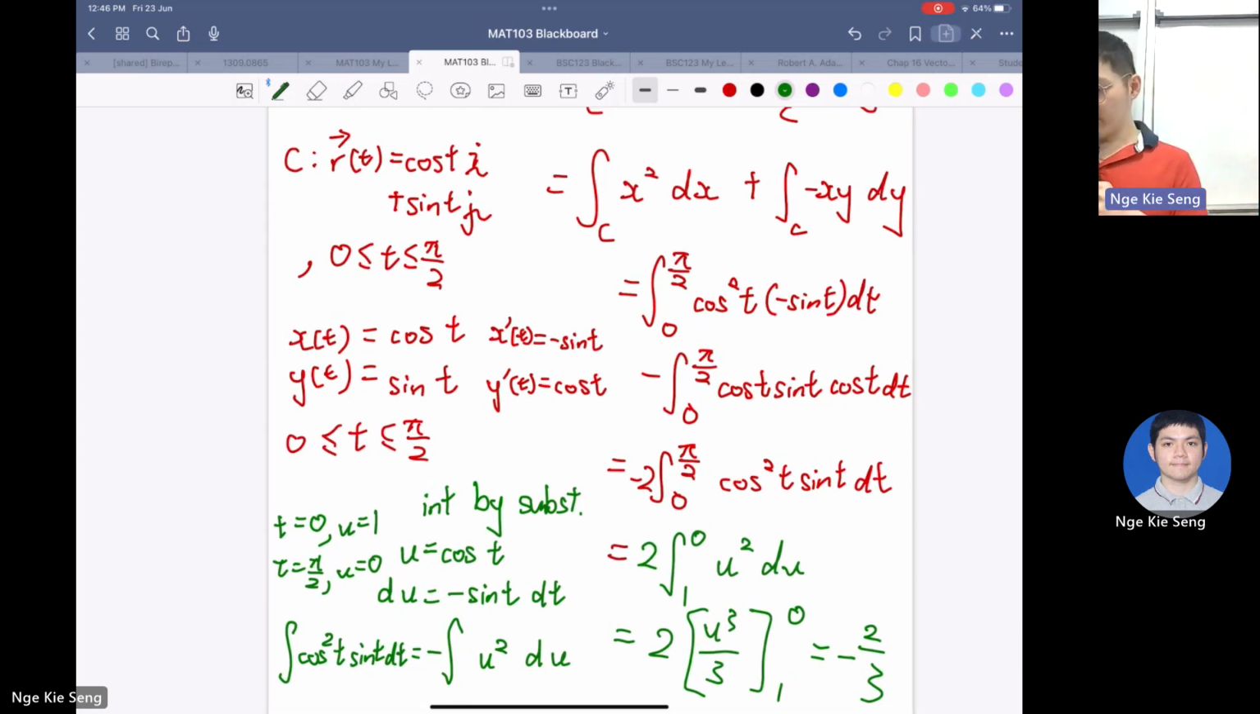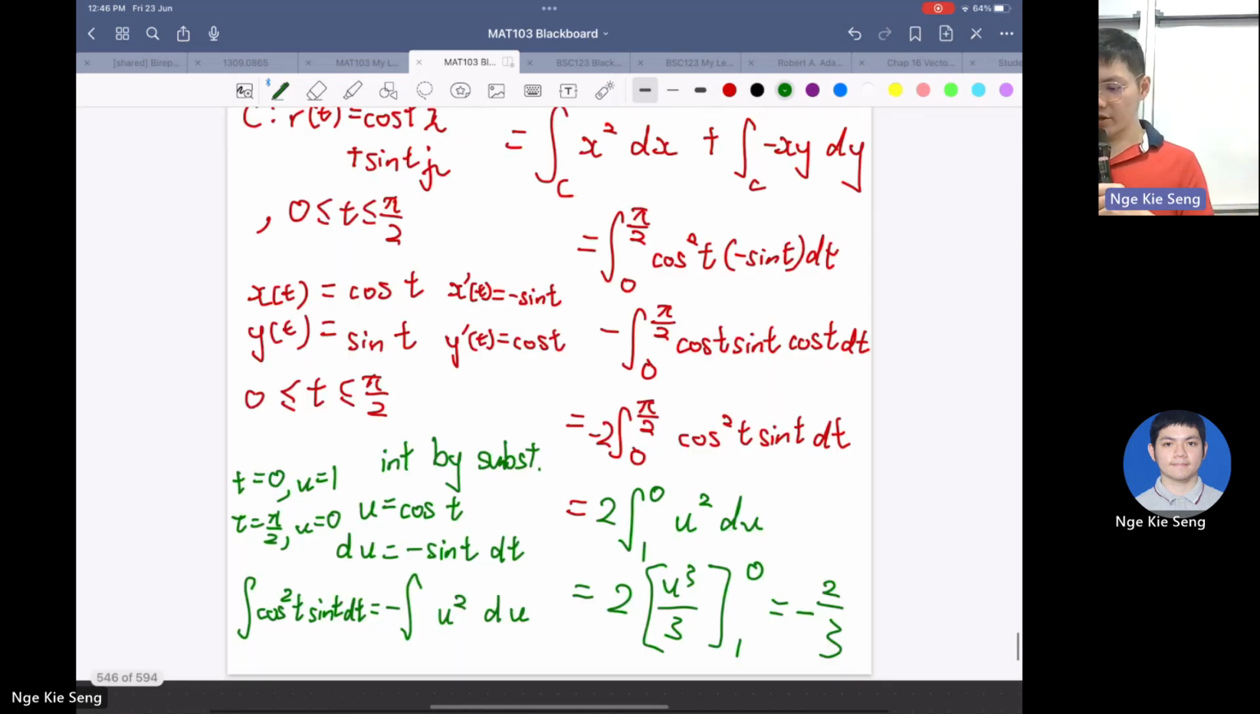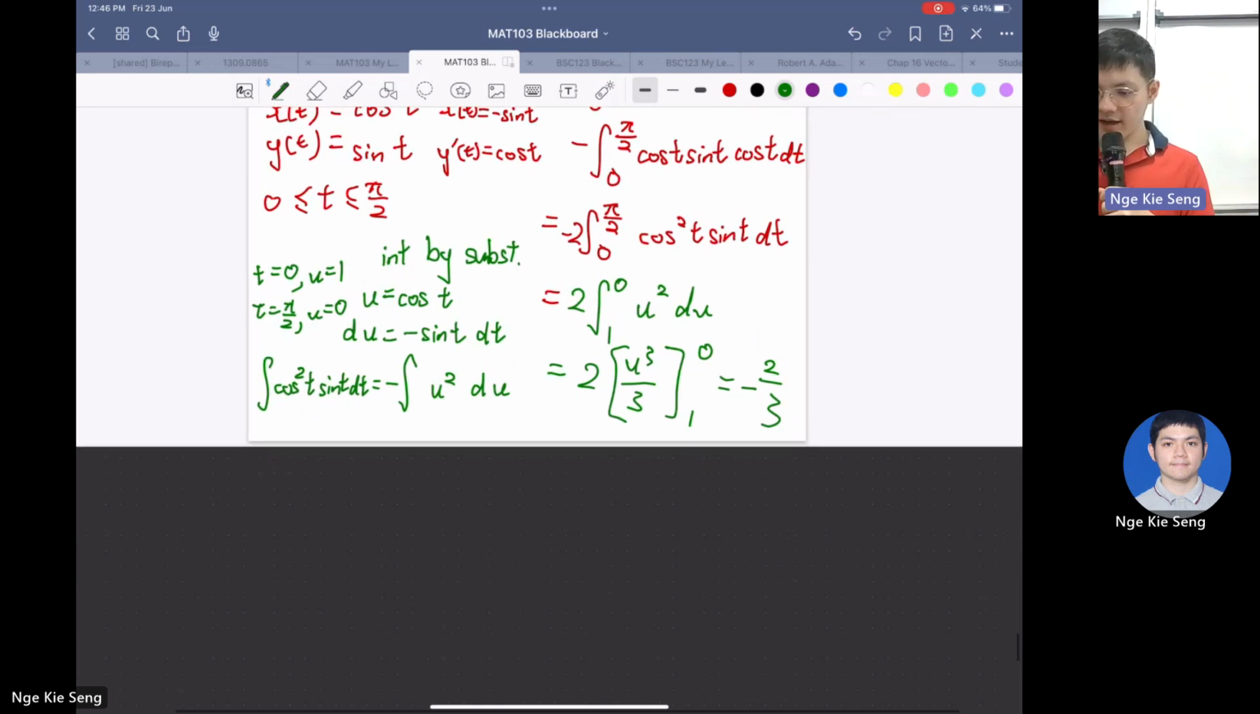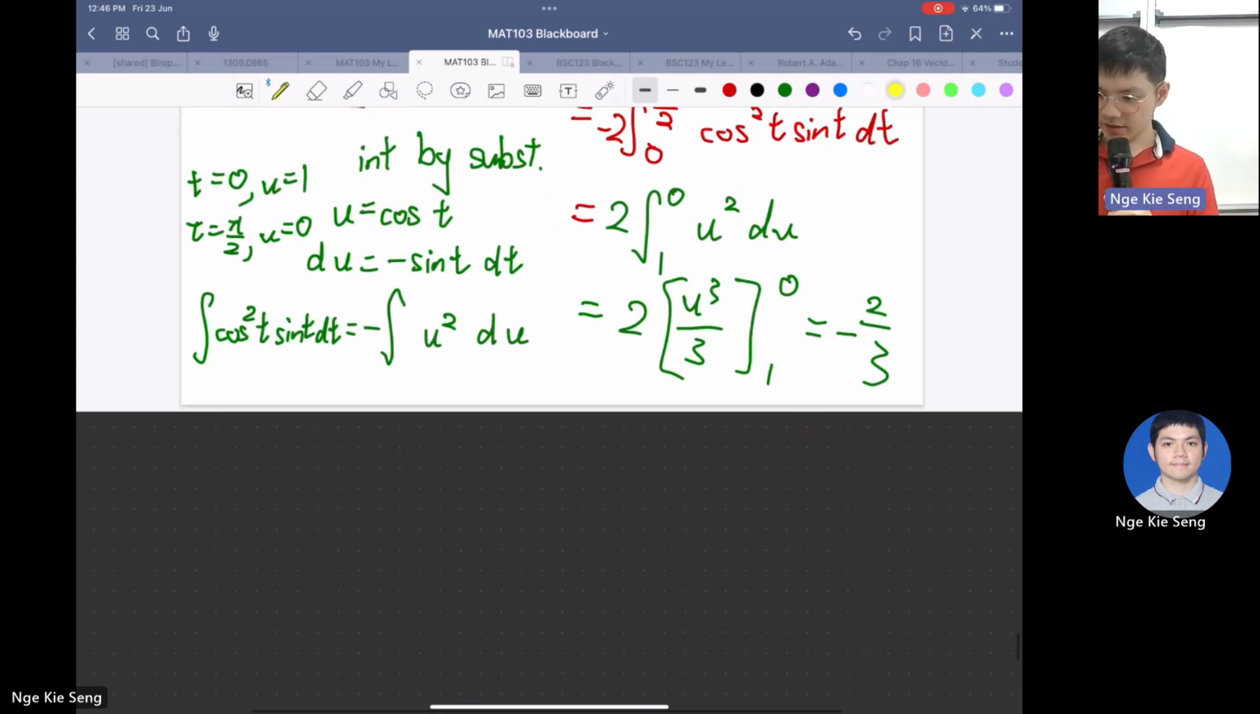How about we try another way? We try the traditional way. What do I mean by traditional way? We start with the definition, the half derived one. So the second way. What do I mean by the second way? Okay, let me write it out.